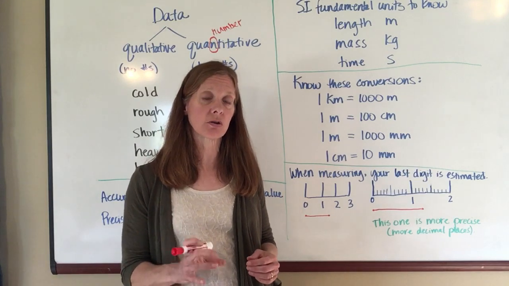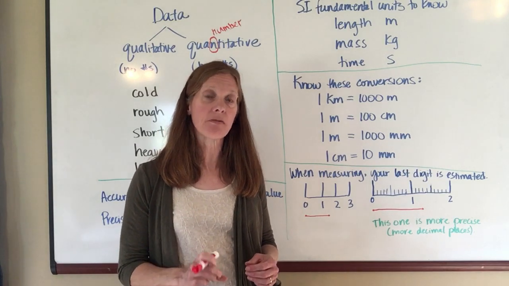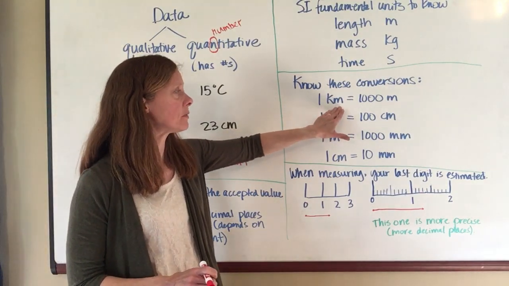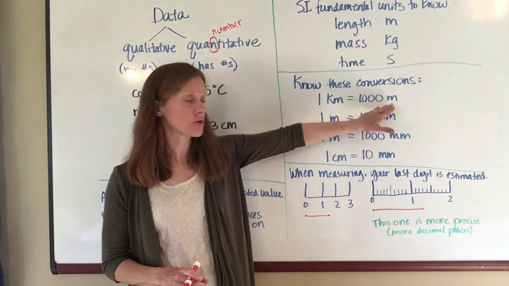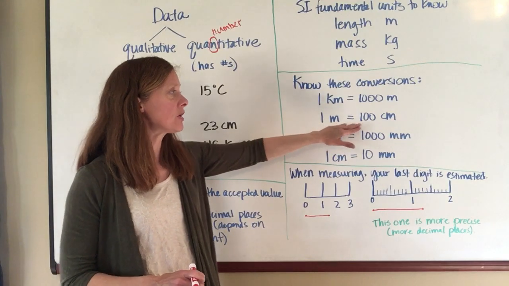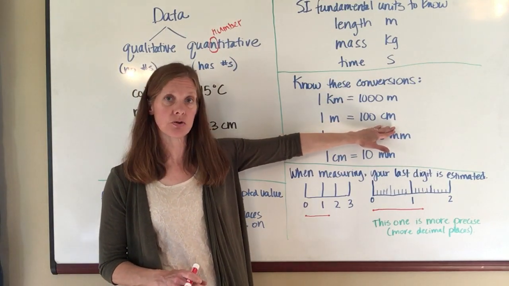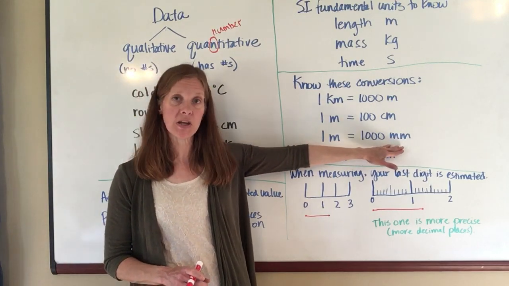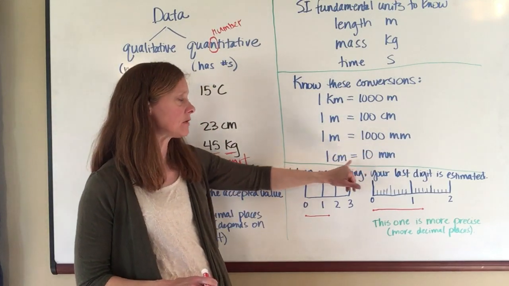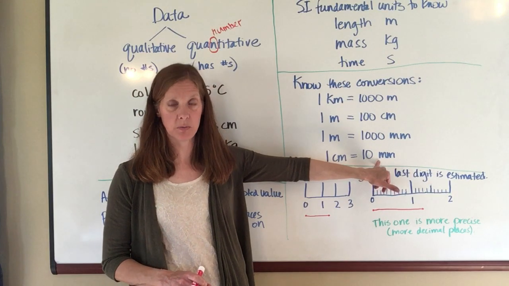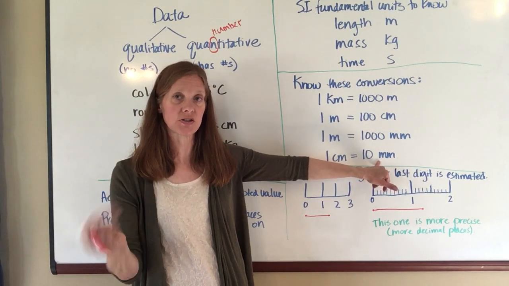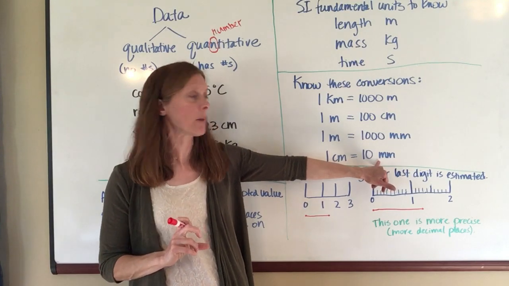For this particular class, though, what you need to have memorized are the following. You need to know that 1 kilometer is 1,000 meters. You need to know that 1 meter is the same as 100 centimeters. You need to know that 1 meter is the same as 1,000 millimeters. And you need to know that 1 centimeter is the same as 10 millimeters, okay? Those you need to know just right off the top of your head, so that you're able to use them at the drop of a hat.